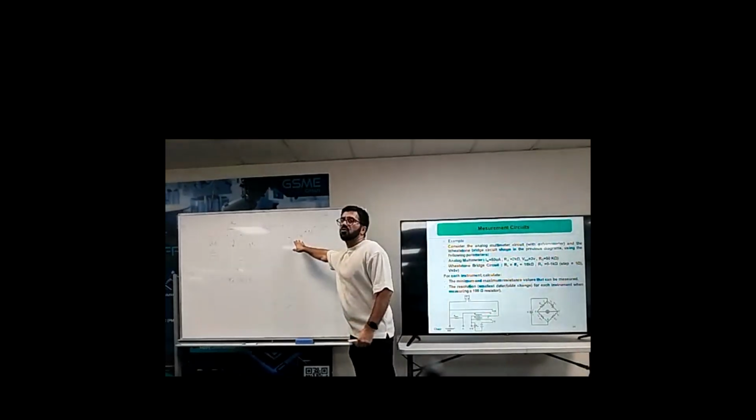Can we measure Rx equals 0 in this circuit? If we put Rx equals 0, how much is the current going through this circuit, or through the galvanometer? It should be around 60 microamp. What is the full range of the galvanometer?